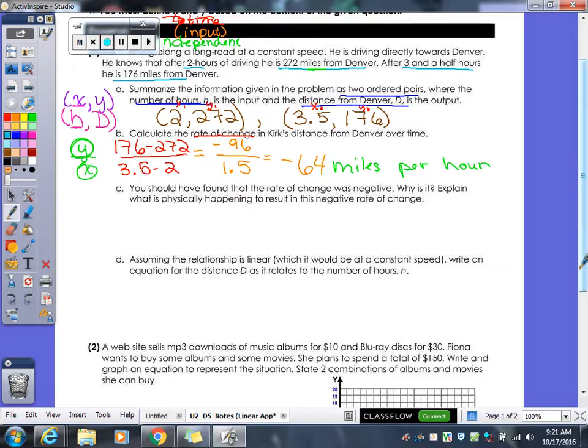So if we took a look at part C, it says you should have found that the rate of change was negative. They want to know why it is. Explain what is physically happening to result in this negative rate of change. So why was our rate of change negative?